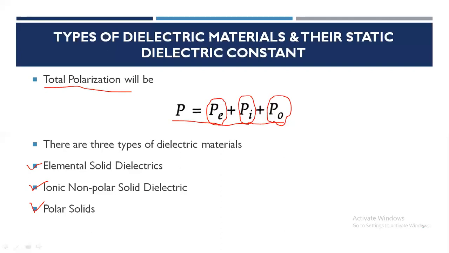If you are concerned with the behavior of solids as polar and non-polar, then the first, elemental solid dielectrics, are solids exhibiting only electronic polarizability. The solids which manifest electronic and ionic polarizabilities are the ionic non-polar solid dielectrics. And the solids which possess orientational as well as electronic and ionic polarizability are the polar solids.